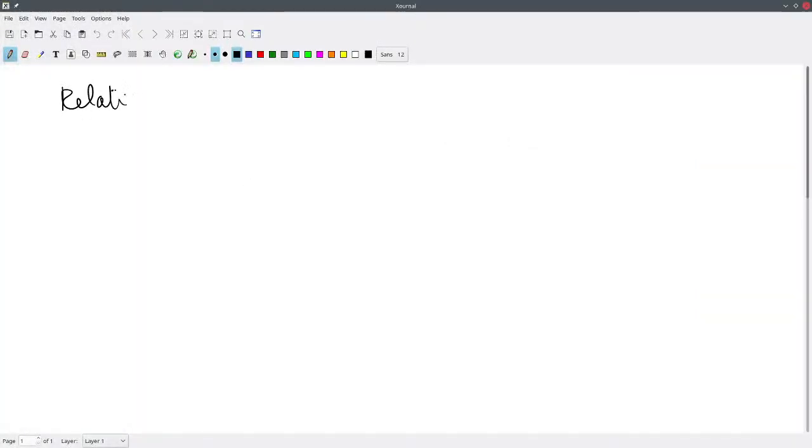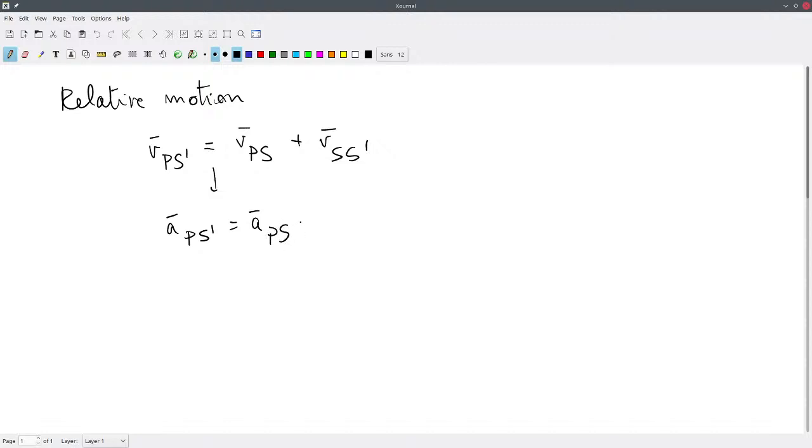So relative motion. For a velocity of a particle p in reference frame S prime, that will be the velocity of particle p in reference frame S plus the velocity of S in reference frame S prime. And then if we go to the acceleration, we get a_pS' is a_pS plus a_SS', where this will be 0 for transformations between coordinate systems.